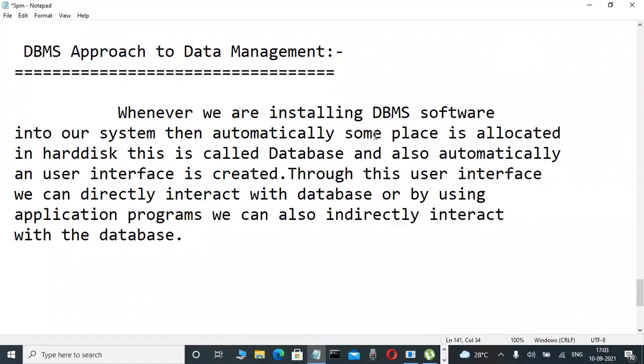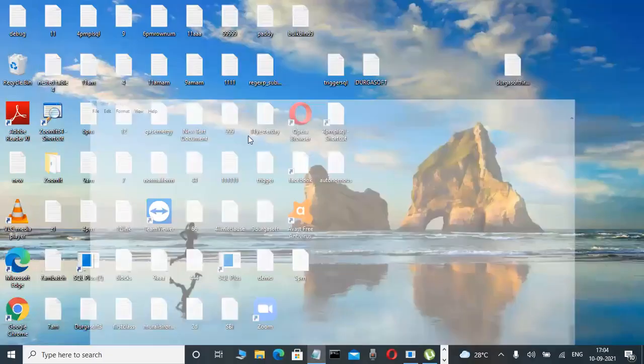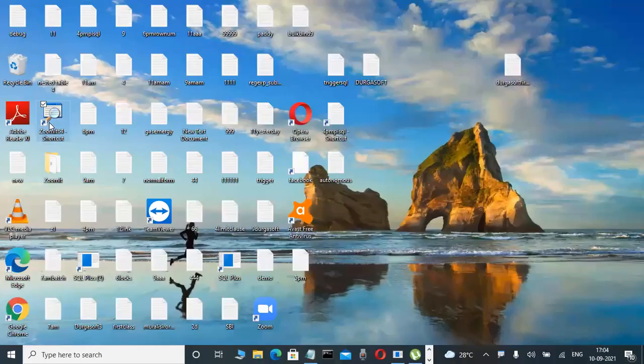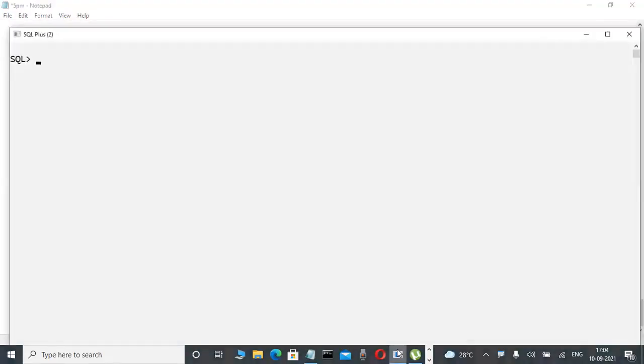Whenever we are installing Oracle, SQL Server, DB2, FoxPro, MS Access, these DBMS softwares, in your system some place is automatically reserved in the hard disk. One place is reserved in the hard disk. That place is called a database. In that place, I am a user, you are a user. So now we are directly interacting with the database. Otherwise, some application programmers also indirectly interact with the database. Up to that point, we discussed yesterday.